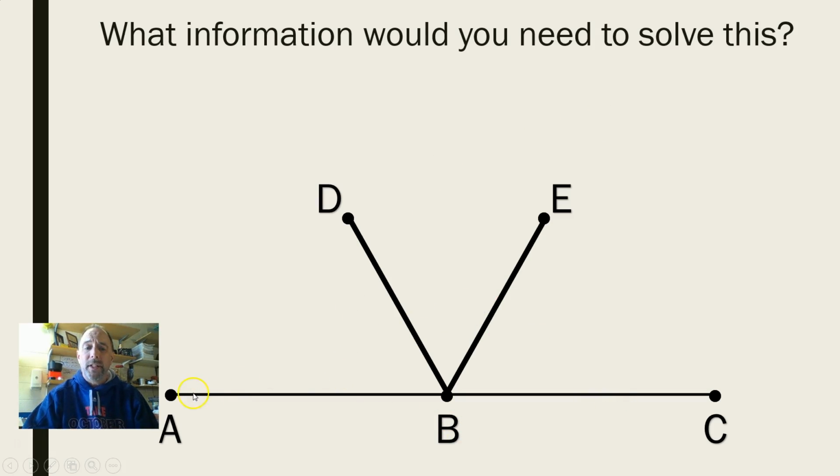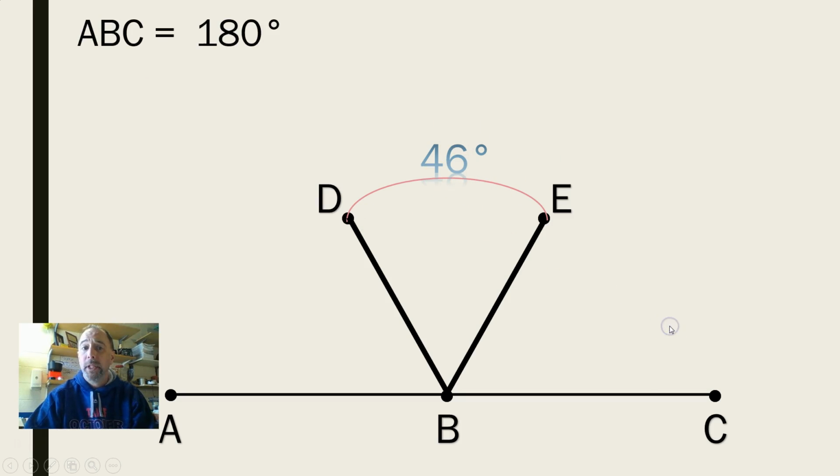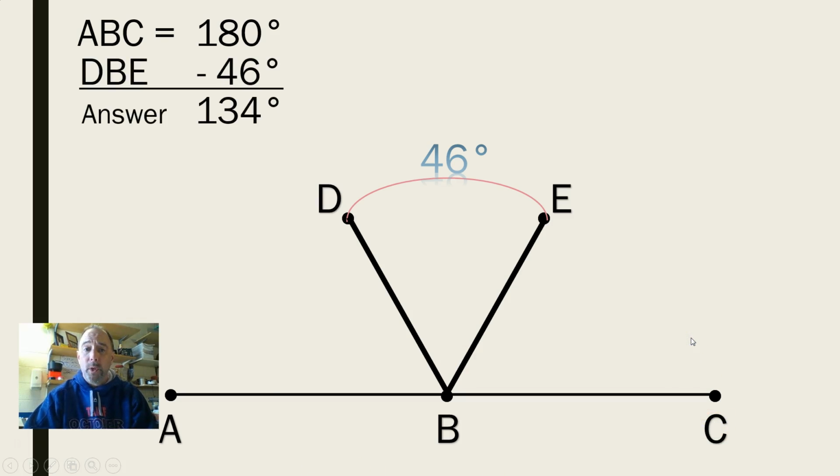Now, by the look of it, it looks like ABD and EBC are the same angle. So it might be nice if I knew one of these values. What if I told you that DBE equaled 46 degrees? Can I solve it now? How? It's a trick question, right? I just got to subtract from the base. Yeah? So if ABC is 180 degrees, and I subtract 46, I get an answer of 134 degrees.